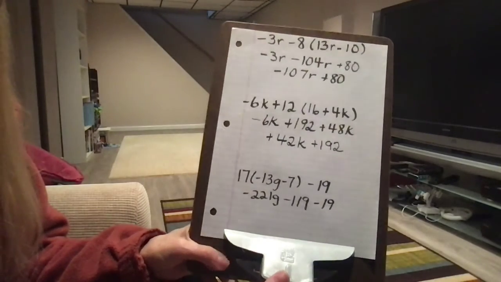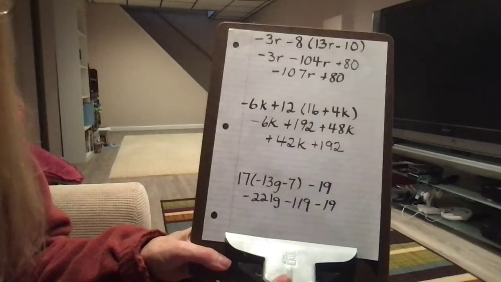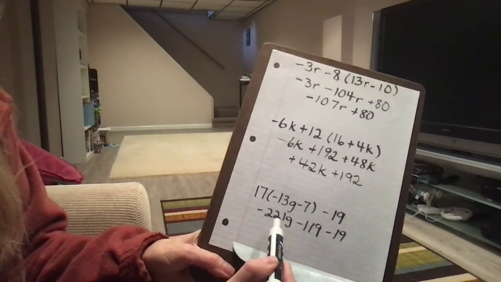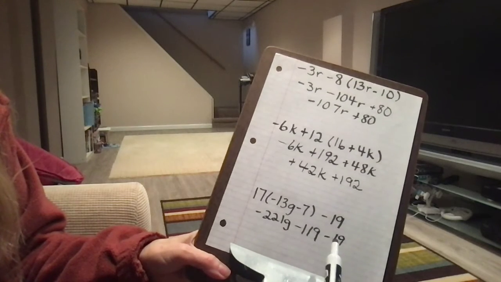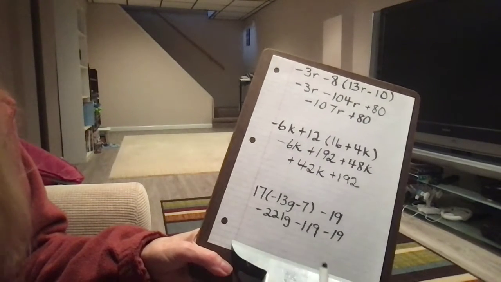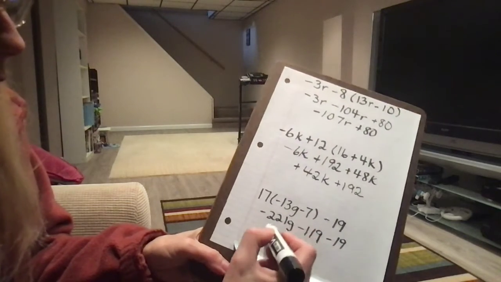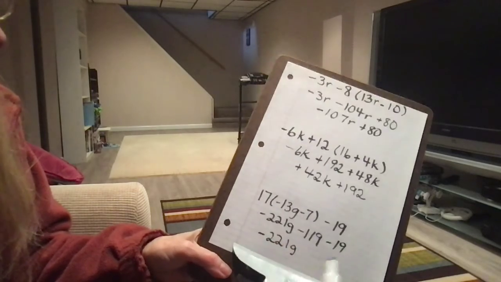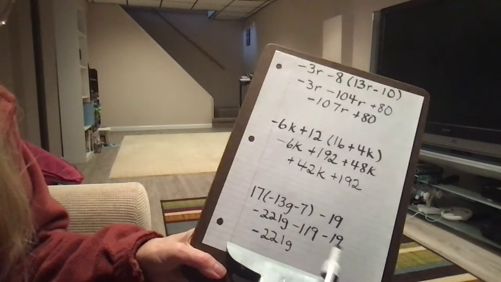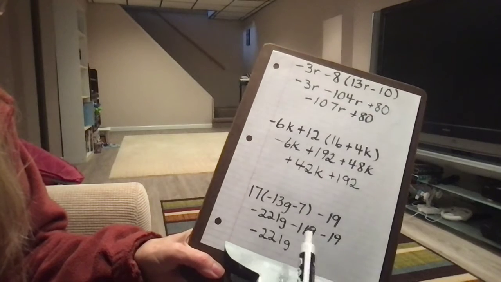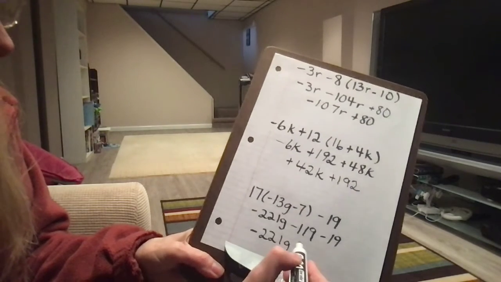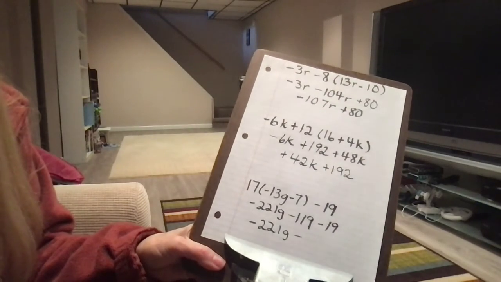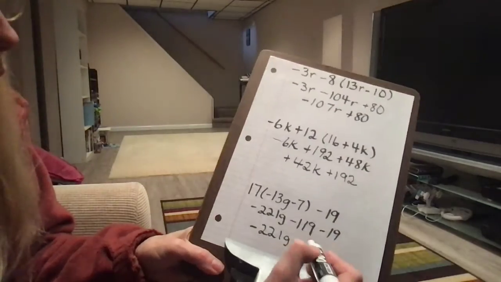Now you're going to evaluate and look for like terms and combine them. Okay, so you have -221g, you have -119, and -19. You only have one term with a variable, so that stays by itself. All you do is bring it down, -221g, and then you evaluate these and look that they are the same sign, which means you're going to put them together and keep the sign. That sign is negative, and 119 plus 19 is going to give you 138.